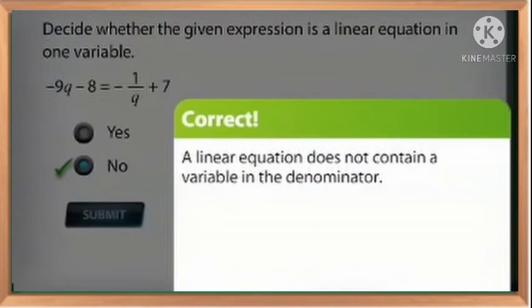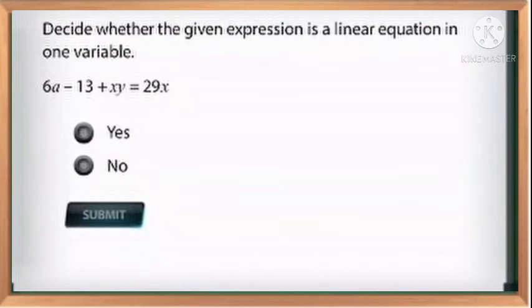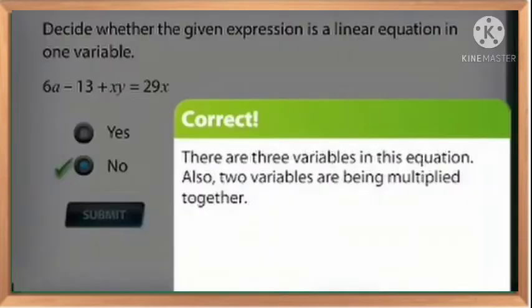Well done! A linear equation does not contain a variable in the denominator. Well done! There are three variables in this equation. Also, two variables are being multiplied together.